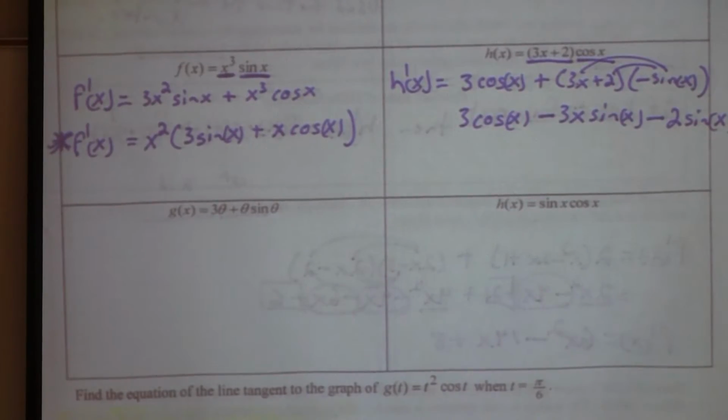But then you would have to divide the other side by sine also. Then you'd have h prime over sine equals that.